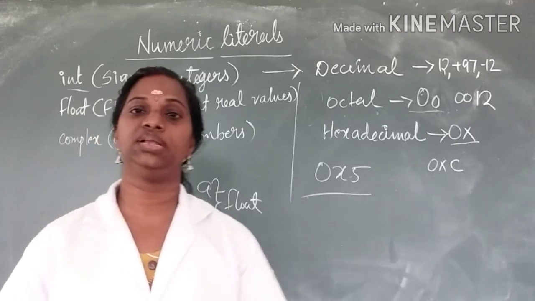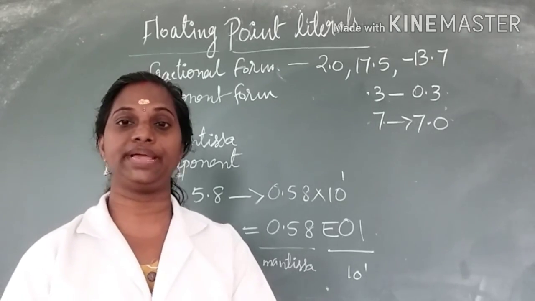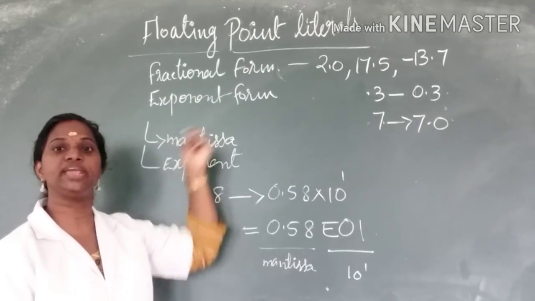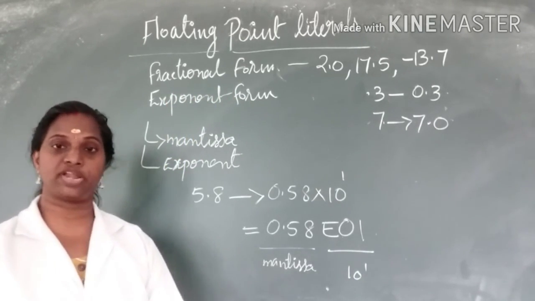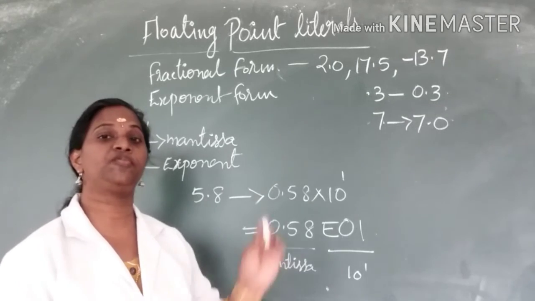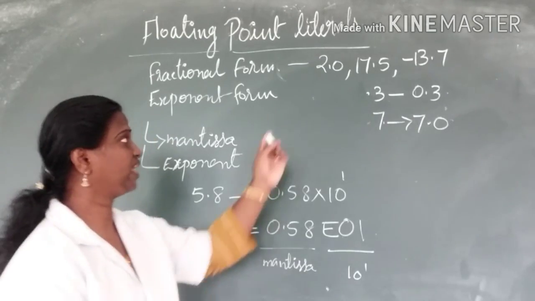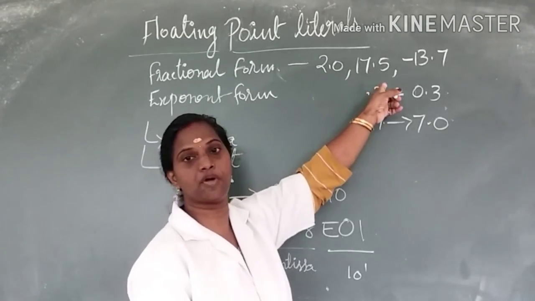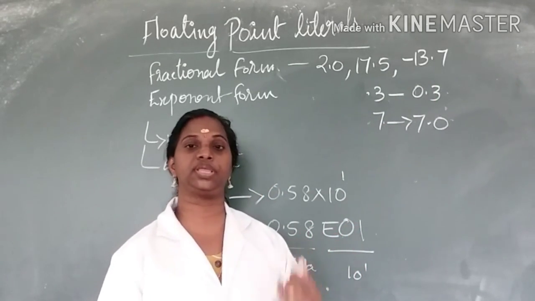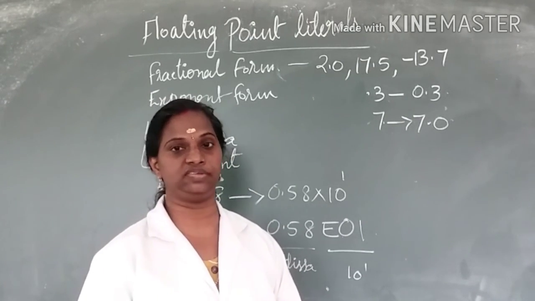Now let's learn what the different types of floating point numbers are. Next one is floating point literals. The floating point literals have two forms: fractional form and exponent form. The fractional form means a real number with a fractional point. This form has at least one digit with a fractional point. These are the examples: 2.0, 17.5, then minus 13.7. This one is a negative number. You can give both positive and negative numbers in floating point numbers.